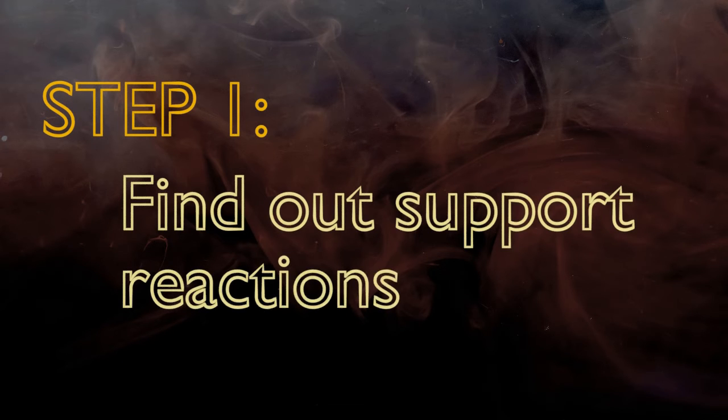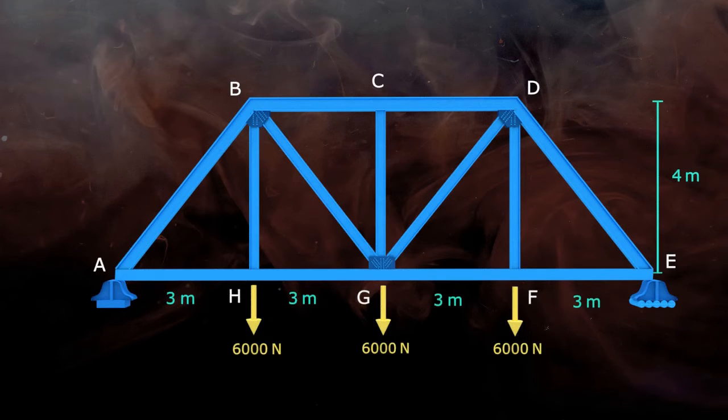The first step in this method is to find the support reactions. Here at joint A, there is a hinge support, so there will be two reactions, RA in the vertical direction and HA in the horizontal direction. At joint E, there is a roller support which restricts only vertical movement, so there will be only one reaction, RE.